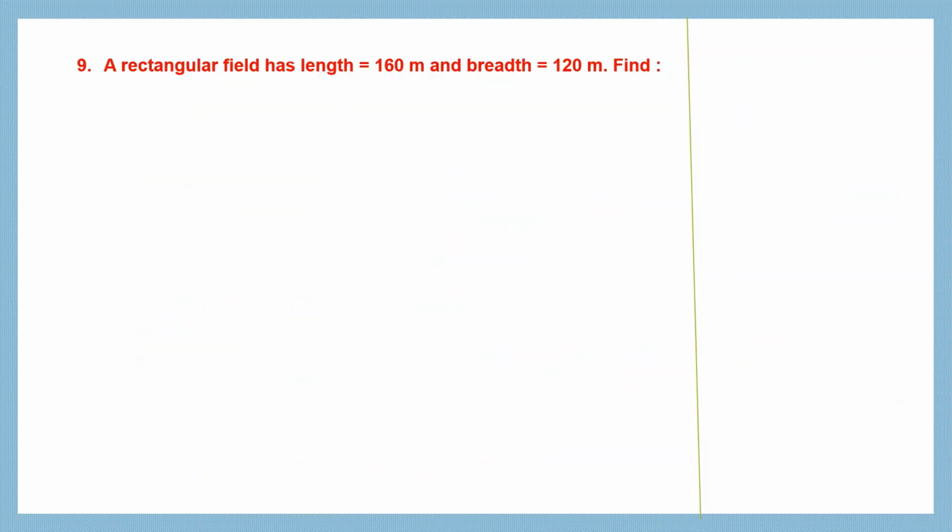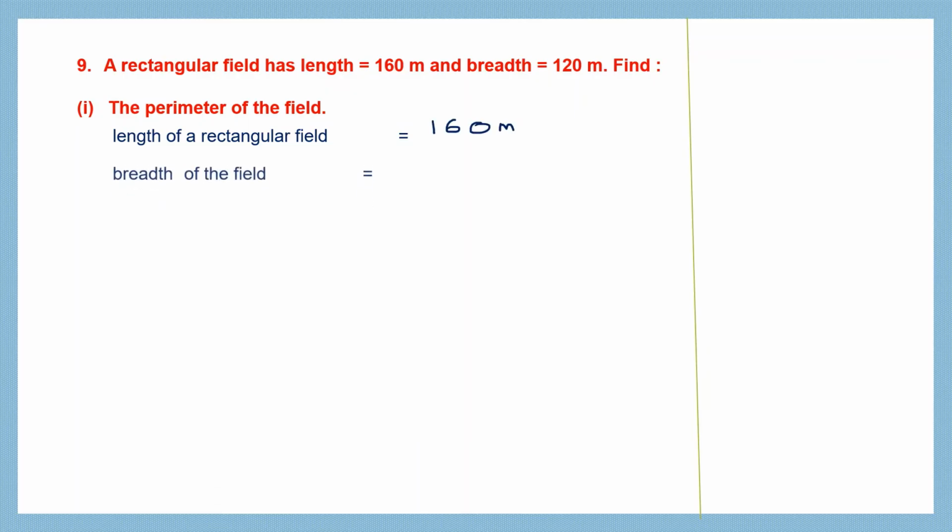Question 9. A rectangular field has length 160 meters and breadth 120 meters. Find, the first thing is the perimeter of the field. So let's begin. The length of a rectangular field is 160 meters. The breadth of the field is 120 meters.